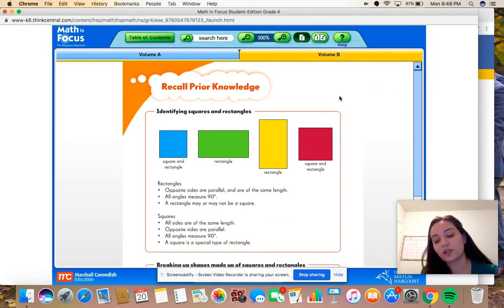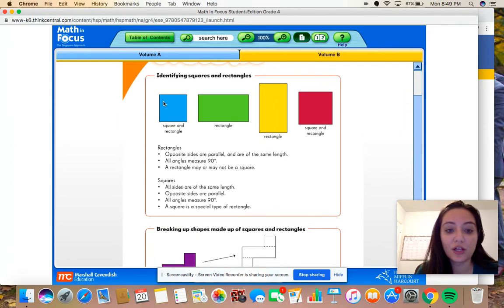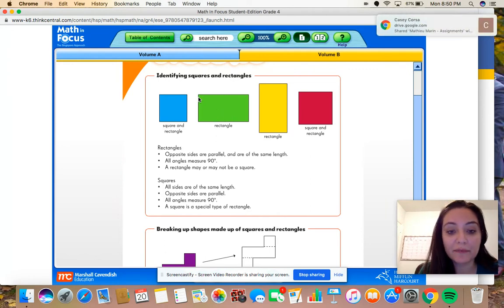So what we're going to start with, we're going to start very, very basic. We're going to start by looking at squares and rectangles, okay? We are going to be looking at how they are similar, but especially how they're different, okay? So this says identifying squares and rectangles. So this shape right here is saying that it's a square and a rectangle. Interesting, okay? This green one right here is a rectangle. This yellow one is a rectangle. And this reddish one right here is a square and a rectangle.